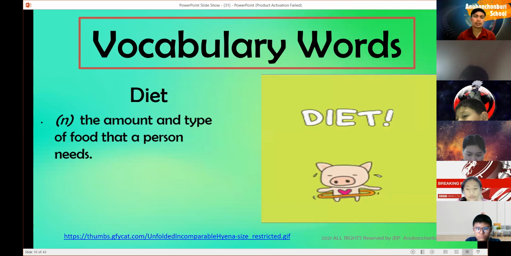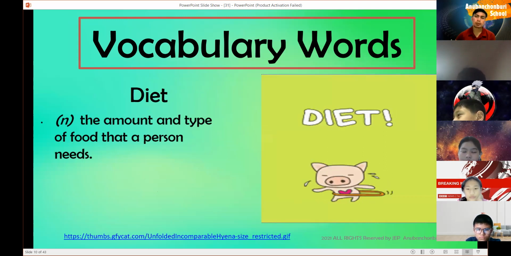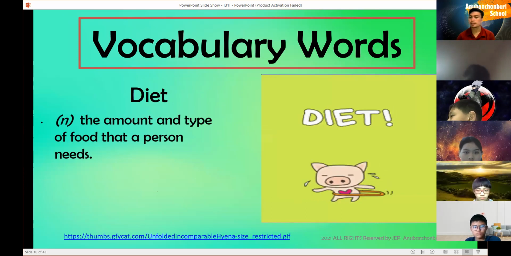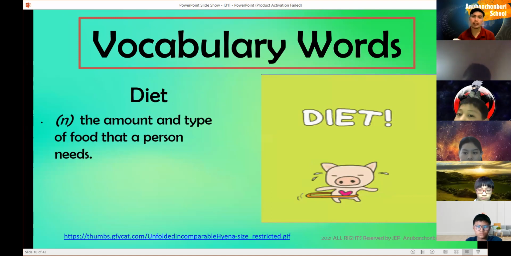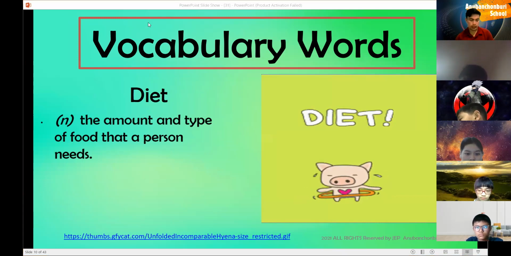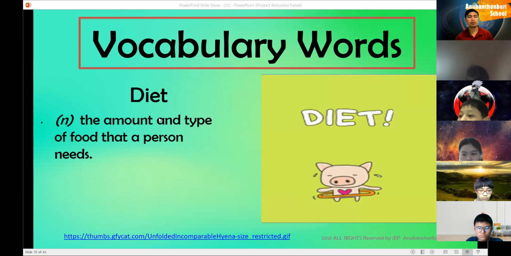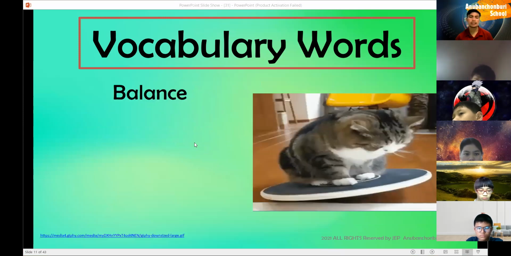Diet is the amount and type of food that a person needs. You can copy these vocabulary words in your notebook if you want, so that on Monday you will be able to answer Google quiz number 4. So again, diet is the amount and type of food that a person needs.